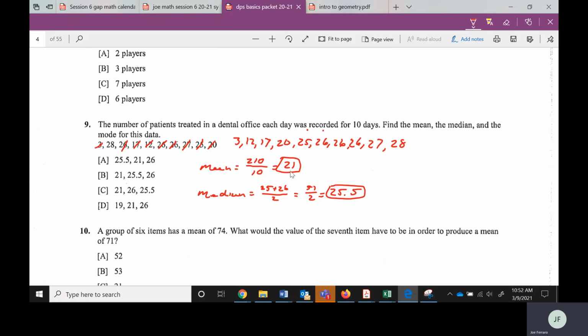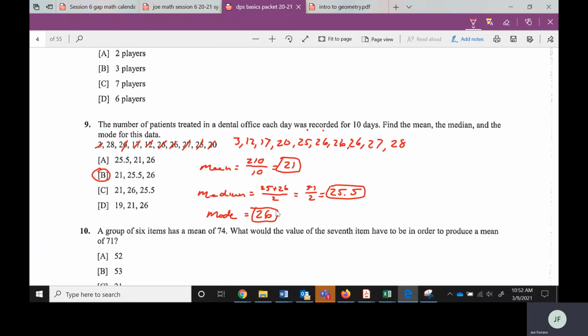Now, technically, we have a mean of 21, median of 25.5. If we're confident in that, we could circle B right here. But we could just double check and make sure. If I'm picking this answer, my mode should be 26, and that means it should appear more than all the other numbers. And 26 is 1, 2, 3 times. So yes, the mode is 26.